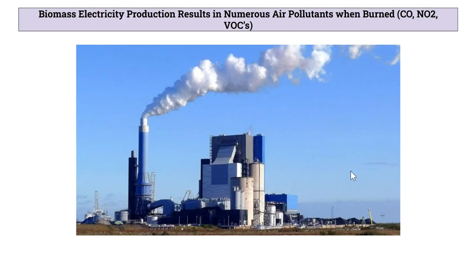Now, when we look at large scale biomass burning, like we see in this power plant here, there are some negatives that go along with biomass, including the number of air pollutants that are released, such as carbon monoxide, nitrogen oxides, and VOCs. Now, we'll talk more about these air pollutants when we get to Unit 7, but all of these contribute to smog and other types of air pollutants that have negative impacts not only for ecosystems, but also for human health as well.